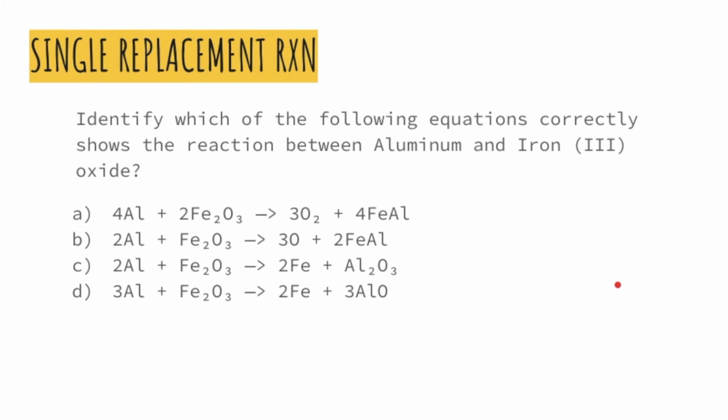Let's do an example. Identify which of the following equations correctly shows the reaction between aluminum and iron 3 oxide. So go ahead and pause this video and try to do this question on your own.